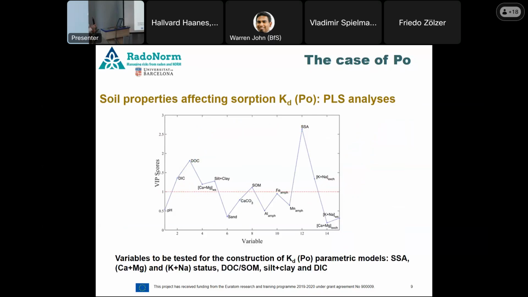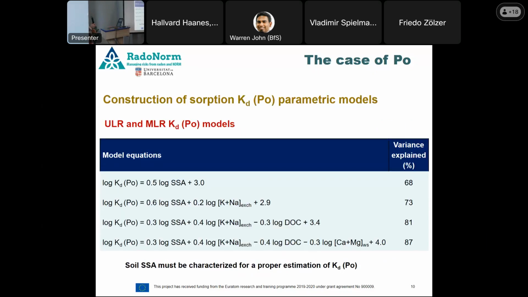Again, the surface specific area, calcium, magnesium, the status of the major cations in the exchange complex, the solid organic carbon or the solid organic matter, texture, and the solid inorganic carbon. And then again, we can construct parametric equations, and we may see the main role of the specific surface area. Sometimes, as a surrogate, some people may indicate the clay and silt content of the texture fraction of the soil. But actually, the variable which makes the difference is the specific surface area.